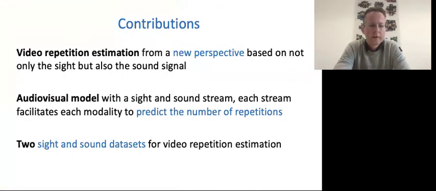So we reconsidered this approach, and we make 3 contributions. So we looked at video repetition estimation from a new perspective based not only on the sight information, but also the sound signal that accompanies a video. We proposed the first audio-visual model for repetition estimation in video. And to further facilitate research in this direction, we reorganized and repurposed two sight and sound datasets for video repetition estimation.